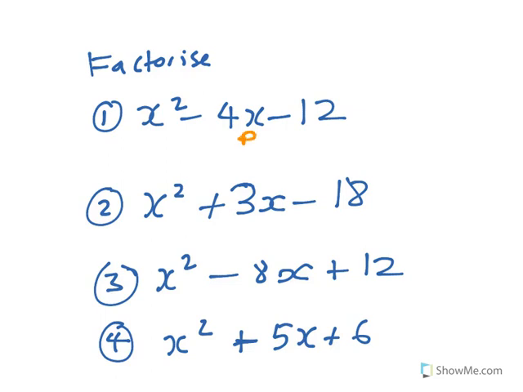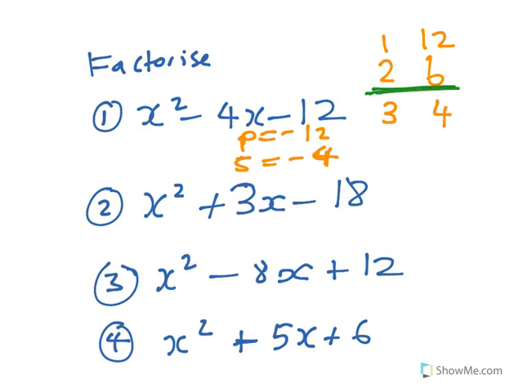Okay, so look at the first one. The product here equals minus 12. The sum equals minus 4. So you could go 1 and 12, 2 and 6, 3 and 4. So we're trying to actually get minus 4. So the only one that's got a chance is the 2 and the 6. If we did plus 2 and then we minus 6, we get minus 4. So it's going to be x plus 2, x minus 6.